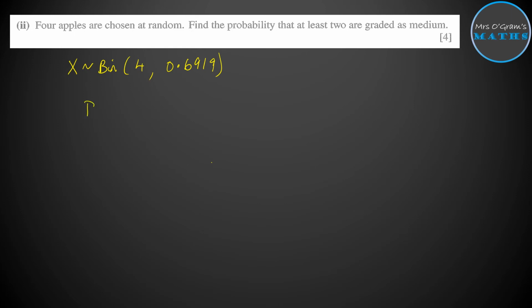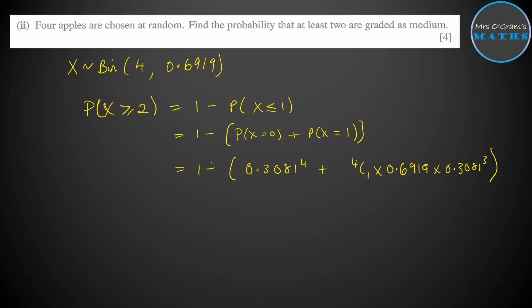So the probability that x is at least 2 is 1 minus the probability that x is less than or equal to 1. So that's 1 minus the probability that x is equal to 0 plus the probability that x is equal to 1. And that comes out to 0.9102 to 3 significant figures.